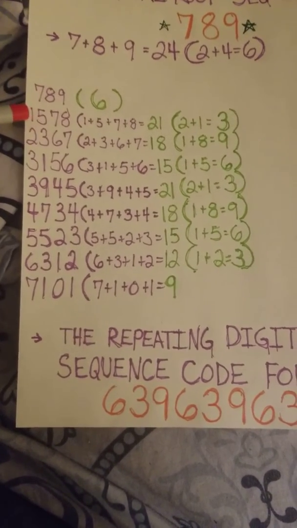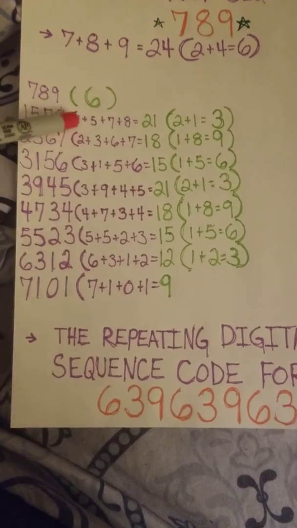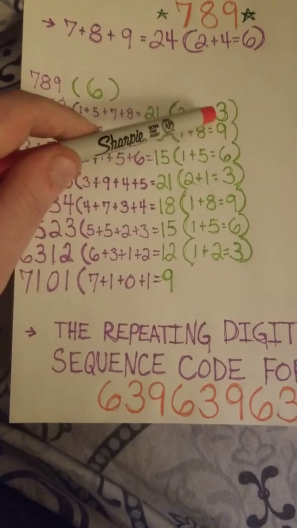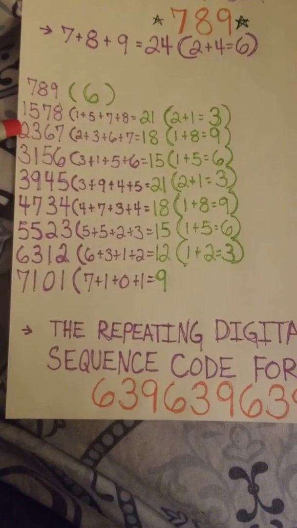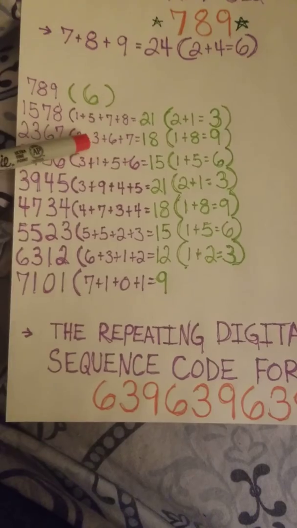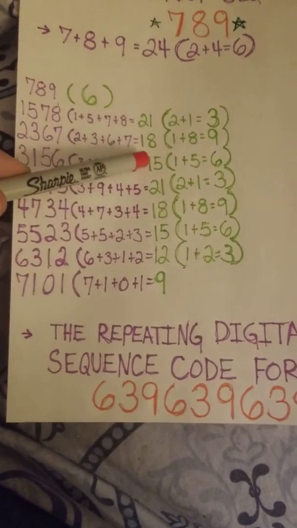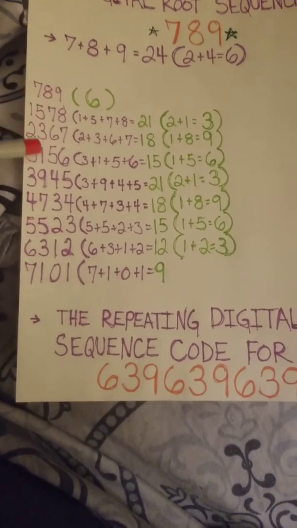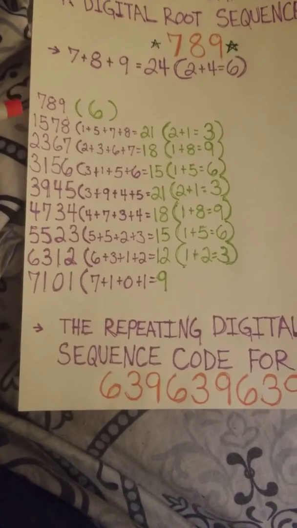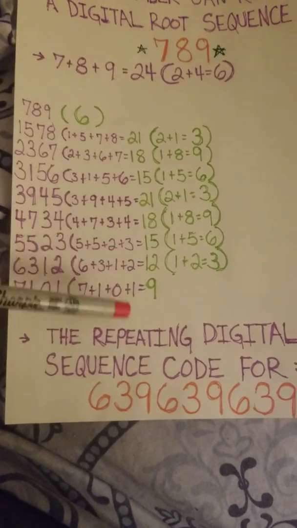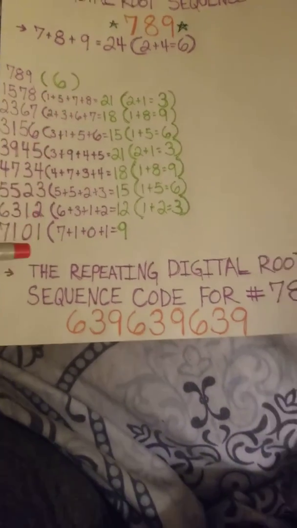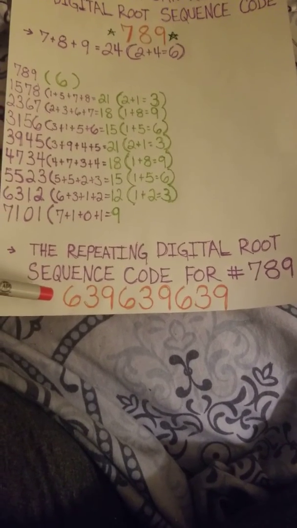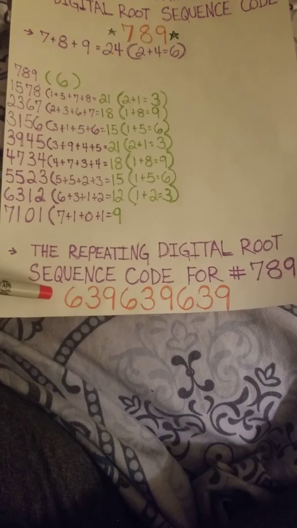The next sequence is 1578. 1 plus 5 plus 7 plus 8 equals 21, and 2 plus 1 is 3. 2367. 2 plus 3 plus 6 plus 7 equals 18. 1 plus 8 equals 9. When you do this all the way down, and it doesn't matter how many times you multiply this number, this code will just repeat itself over and over again. The repeating digital root sequence code for 789 is 639639639.